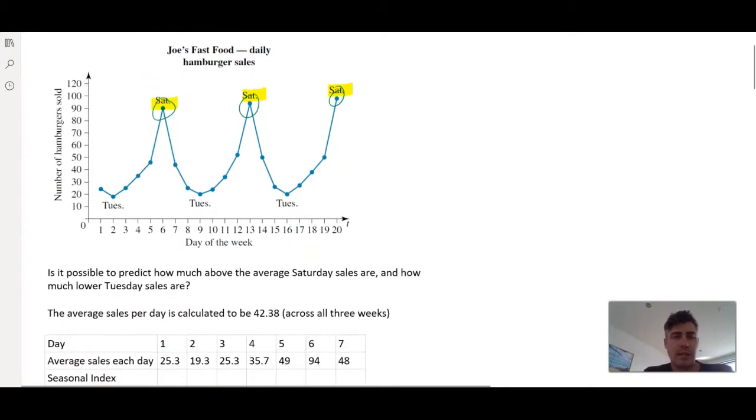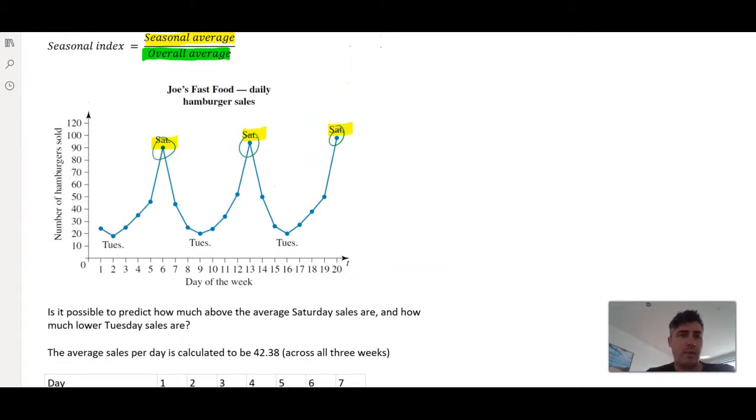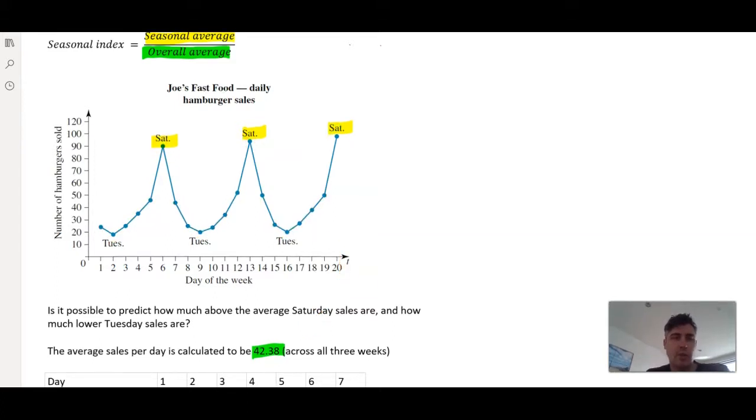So if we go down here, I've actually done some of that work for us. So I've worked out that the average sales per day is 42.38. So that's what we call the overall average. And that was calculated using every single data point on the graph, so all the data points we had available, and dividing by the number of data points. Okay, and that was how we got that 42.38 number.